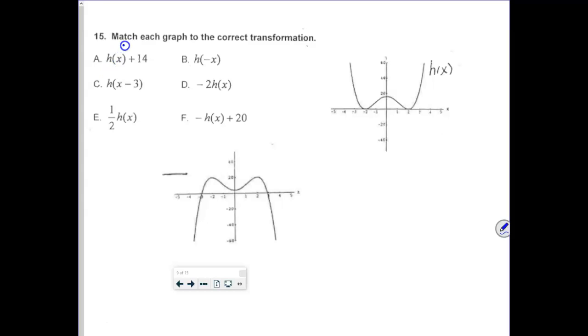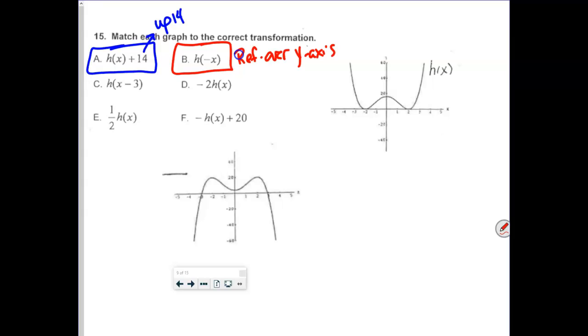Talk to me about h of x plus 14. What transformation is that? How would you describe that to me? When you stick a plus 14 on the end? Moving up. Yeah, up 14. And then what about this transformation when you throw a negative inside with the x? Good. Reflection over the y-axis. If you want to call that a horizontal reflection, I gotcha. I know what you mean by that. What about h of x minus 3? In that notation, what does that mean? Yes.